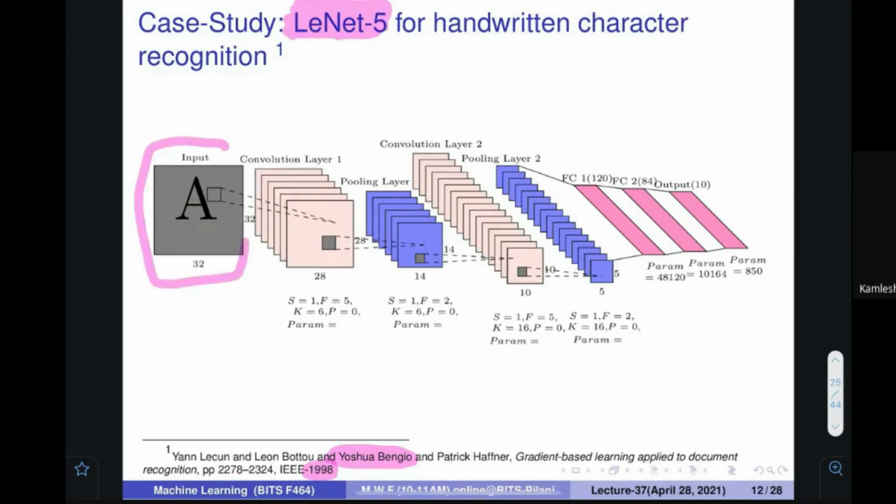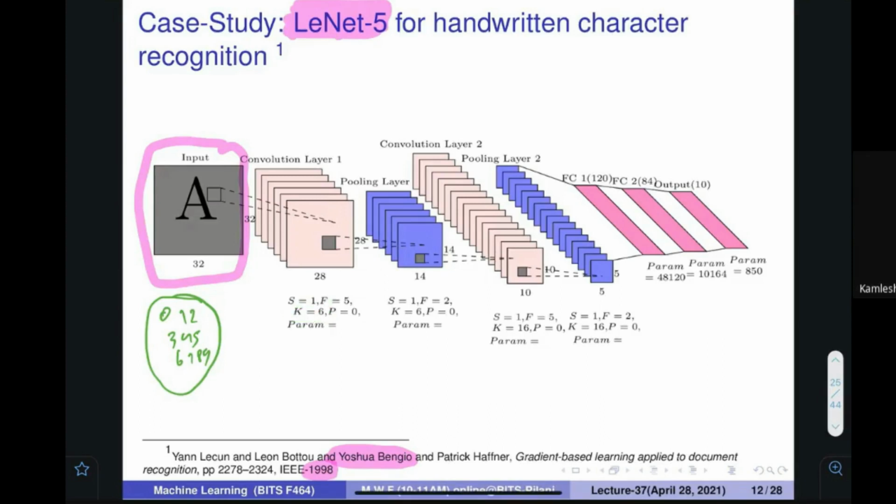Let's assume that digits are given. Digits could be 0 1 2 3 4 5 6 7 8 9, so 10 digits could be there, and then this system is going to tell you what digit is given in this particular input. So what is the architecture? The architecture says that you are going to apply on this particular image a filter of size 5 cross 5. How many such filters are there? 6.